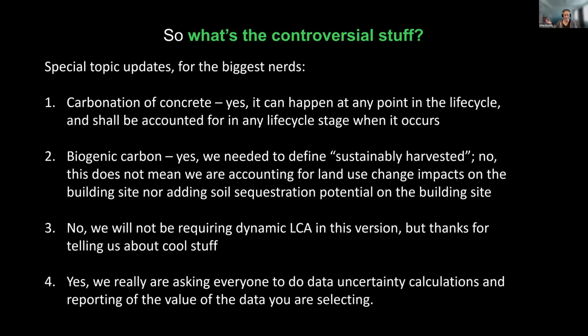Biogenic carbon, it is in the standard. Yes, we are really trying to avoid having to define what is meant by sustainably harvested. For everyone who has talked about biogenic carbon at any point in time, this is a very thorny issue. We have done our best to thread the needle on this one. We didn't feel like we were the right body to redefine what sustainable forestry means globally. We're a bunch of MEP engineers and building LCA people, not foresters or wood people for the most part.